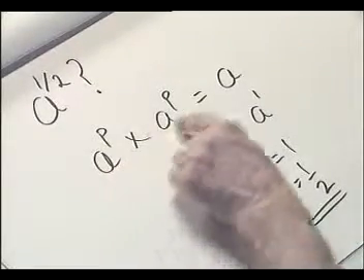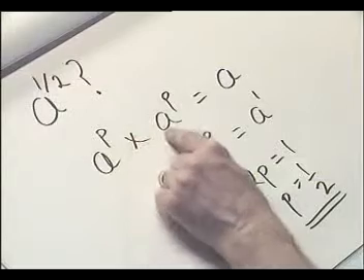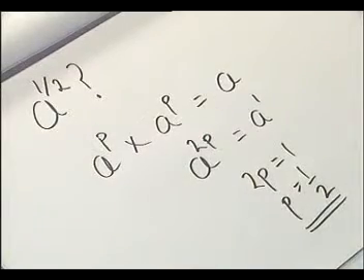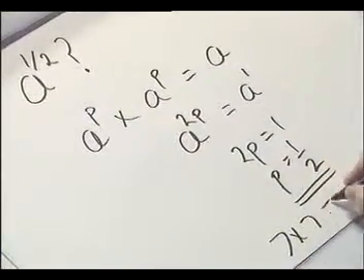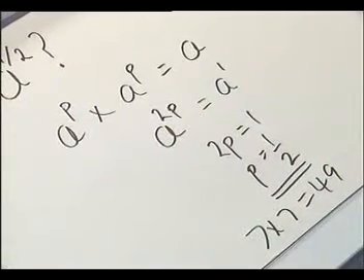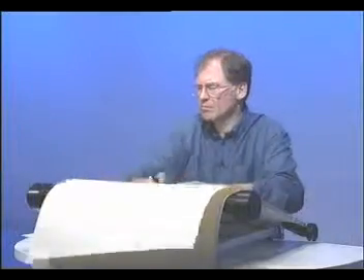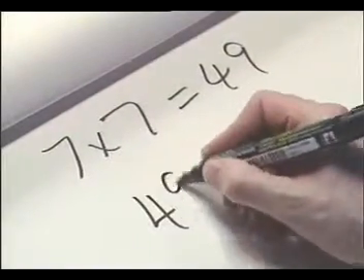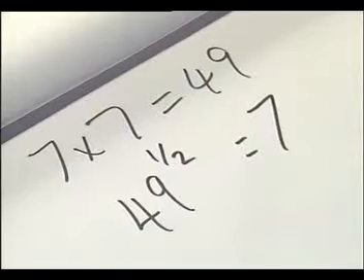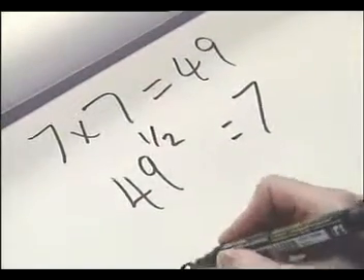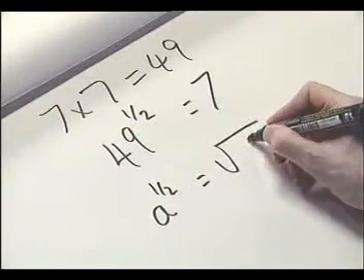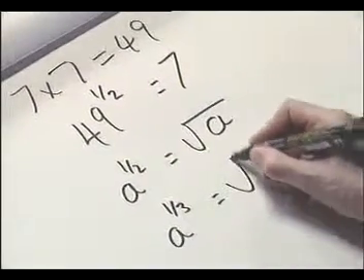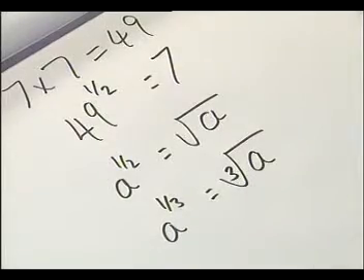Well, do we have some sort of interpretation for this? Two numbers, identical, that multiply together to give a. Well, that's the square root, isn't it? It's like 7 times 7 equals 49. So 49 to the 1/2 is equal to 7. So a to the 1/2 is equal to the square root of a. A to the 1/3 would be equal to the cube root of a.